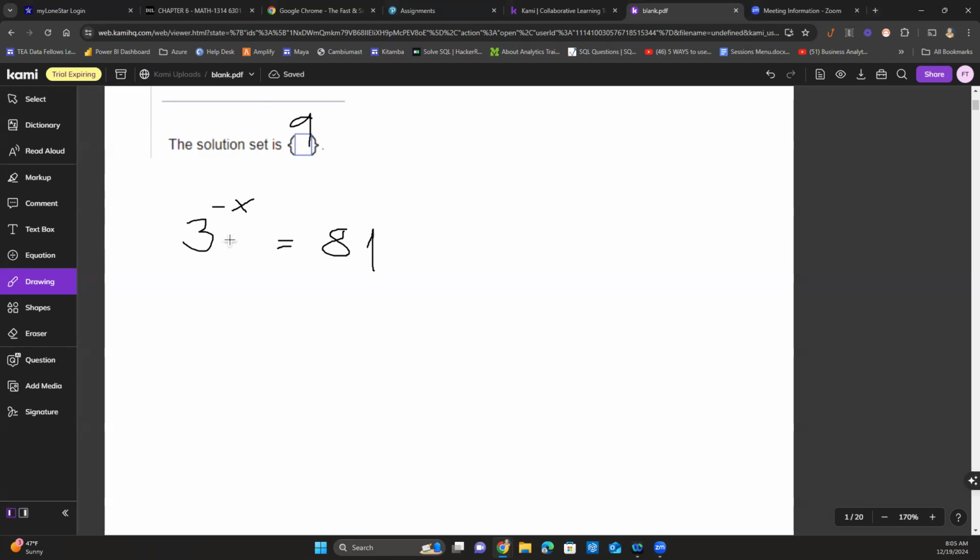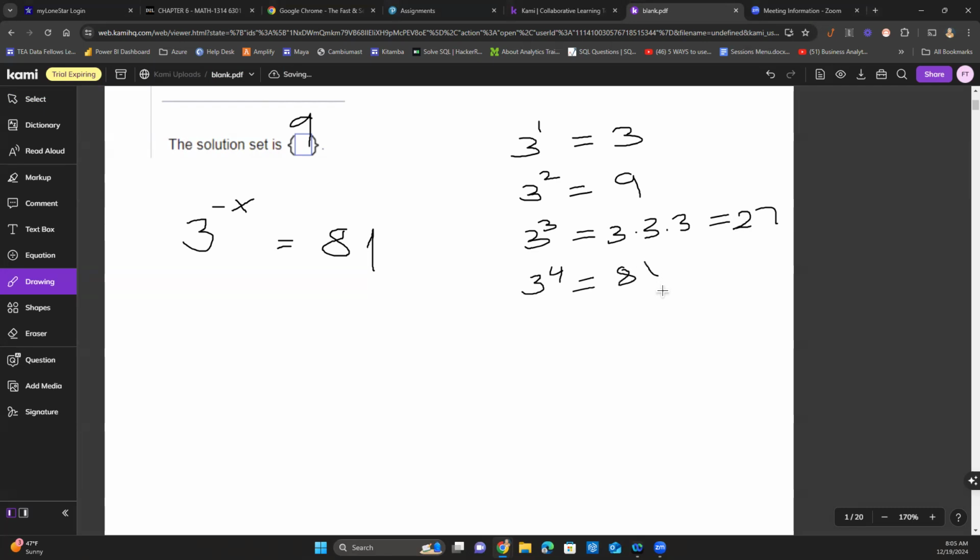When we think about the powers of 3, 3 to the first power is 3. 3 to the second power is 3 times 3, which is 9. 3 to the third power means I need to multiply the 3 by itself three times. We already know that 3 times 3 is 9, and when we multiply by 3 one more time, it gives me 27. And then 3 to the fourth power means I multiply this by 3 one more time, and I will get 81.